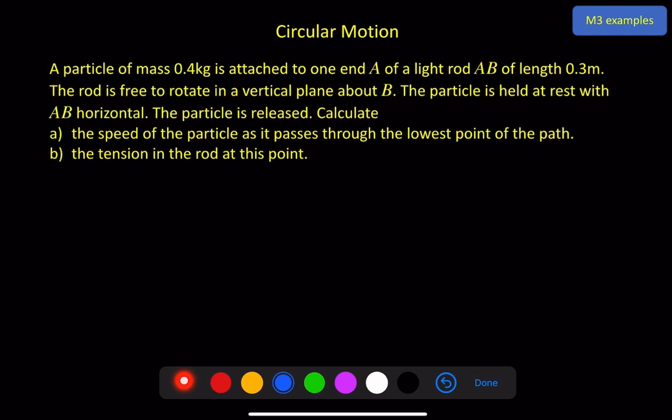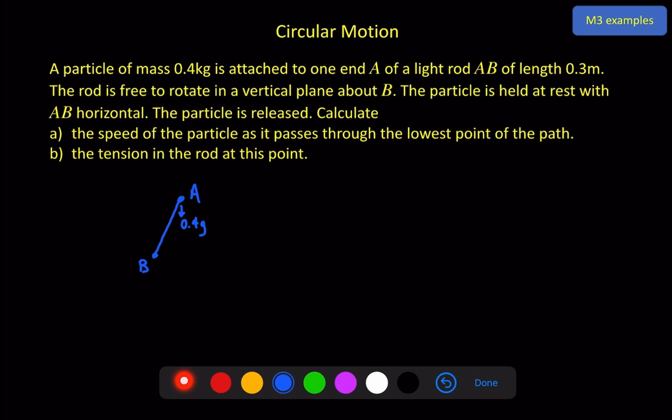First one here, a particle of mass 0.4 kilograms is attached to one end A of a light rod AB of length 0.3 meters. The rod is free to rotate in a vertical plane about B. So B is the center here. We've got the rod, which is rigid, particle A on the end. It has a mass of 0.4 kilograms. And I should have finished reading the question.